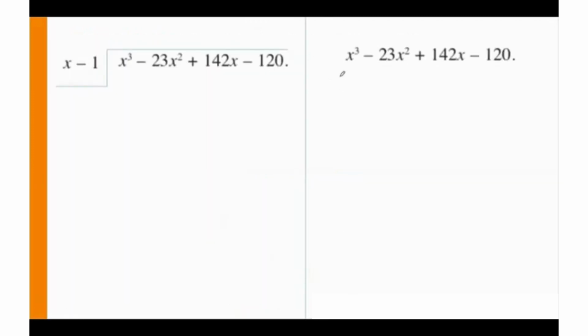Now to find the other 2, we can use 2 methods. We can use the long division method, and there is one alternative method that we can use. Let's first start with the long division method. So x into x squared gives us x cubed, and x squared into minus 1 gives us negative x squared. Now we will change the sign, so this becomes negative and this becomes positive, and this will cancel out. Minus 23x squared plus x squared gives you minus 22x squared, and 142x comes down.